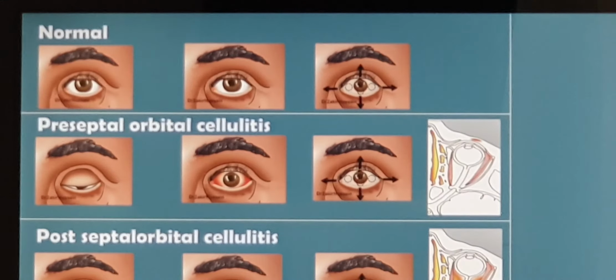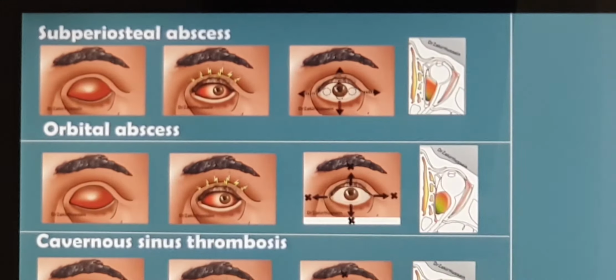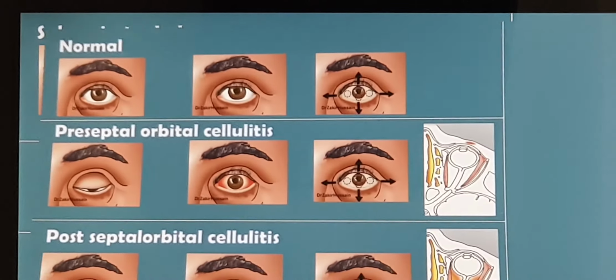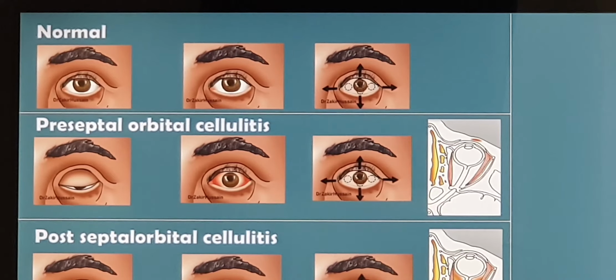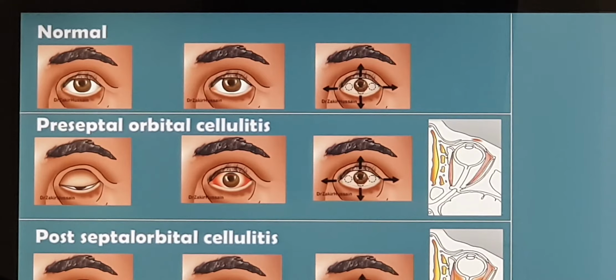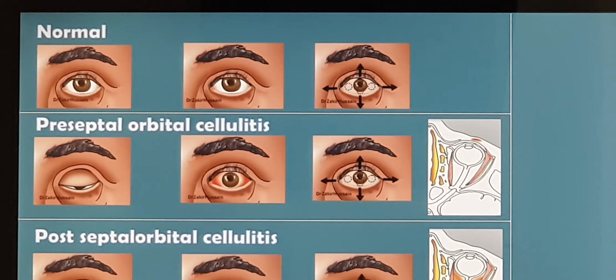So coming to the third stage, these first two stages, that is preseptal orbital cellulitis and postseptal orbital cellulitis, both can be managed medically without surgery. That doesn't mean that we can give you a 100% guarantee that surgery is not needed. Sometimes, even after starting treatment, this post-septal orbital cellulitis can progress to abscess formation, or it can progress inside the orbit too. That's why admission is mandatory.